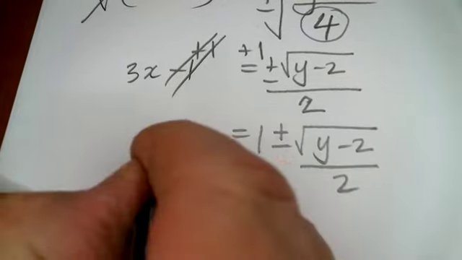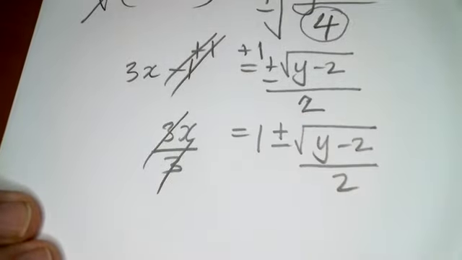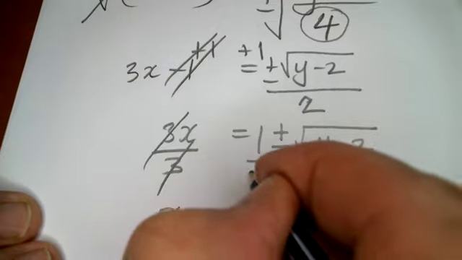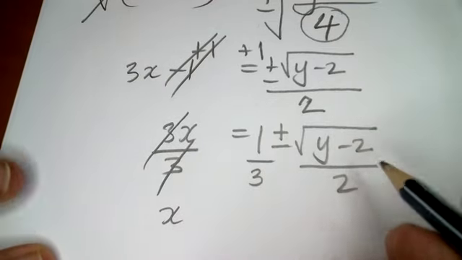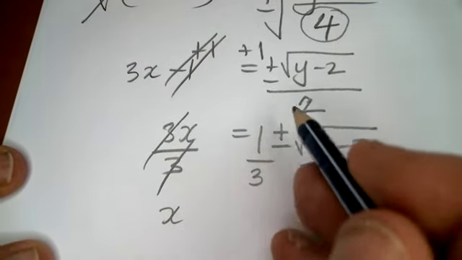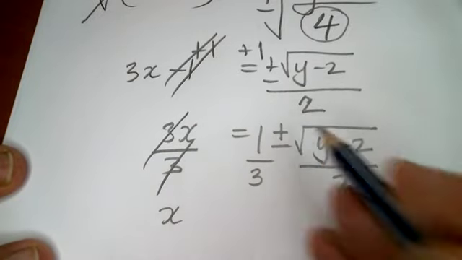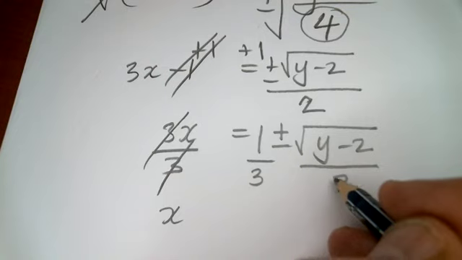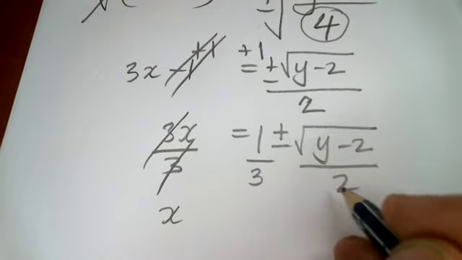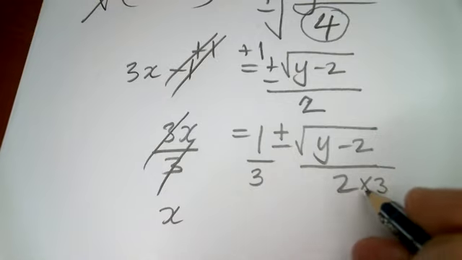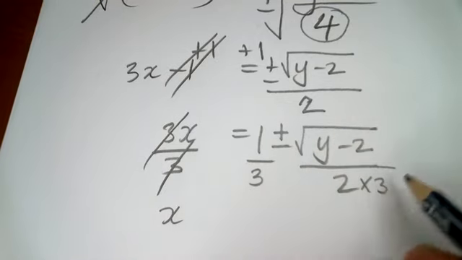I can divide this by 3, which of course leaves me with x, which is exactly what I want. I can divide the other side by 3, because I have to divide the whole thing by 3. But this is in 2 parts. It's 1 plus or minus all of this here. So I can divide the 1 by 3. I can also divide this by 3. And when I divide a number by 3 with a denominator, all I have to do is multiply the denominator by 3, and I've automatically divided all this by 3.